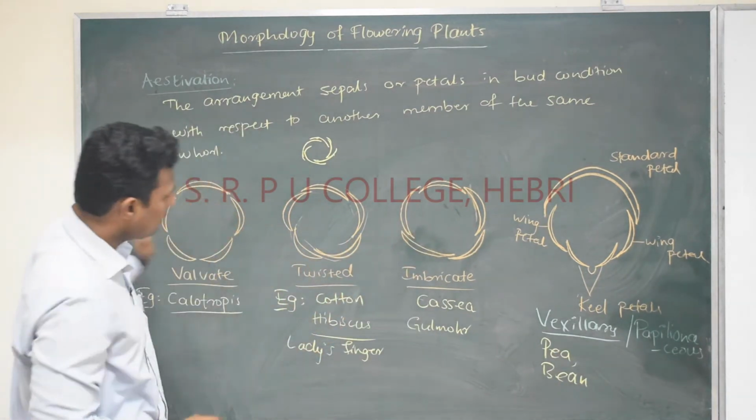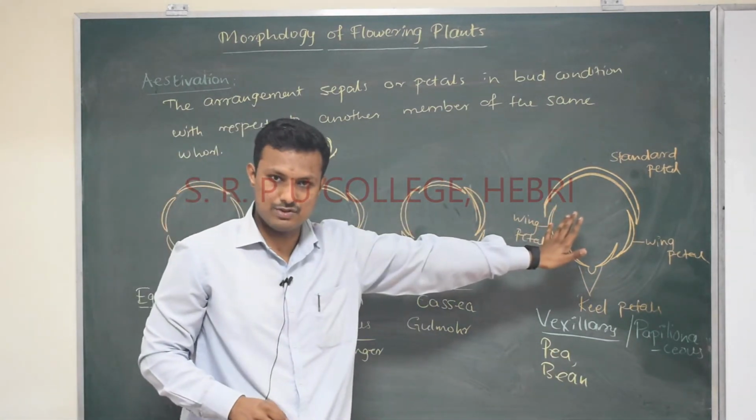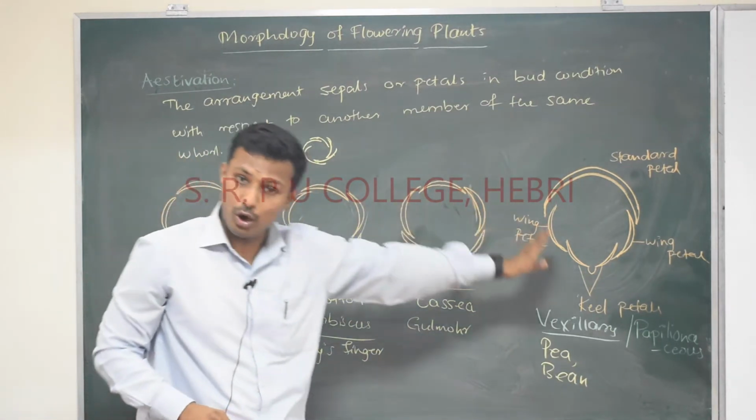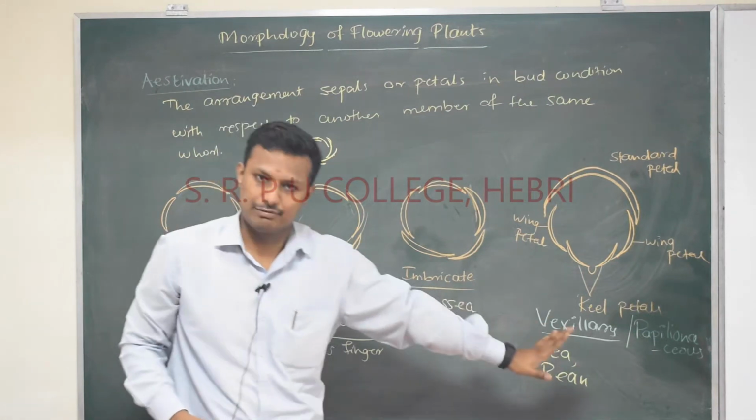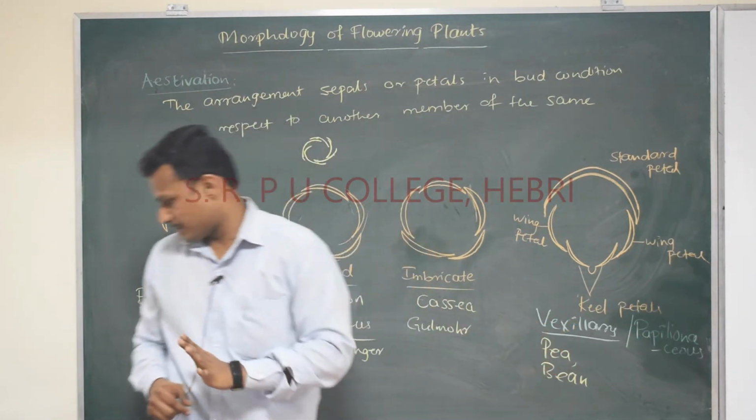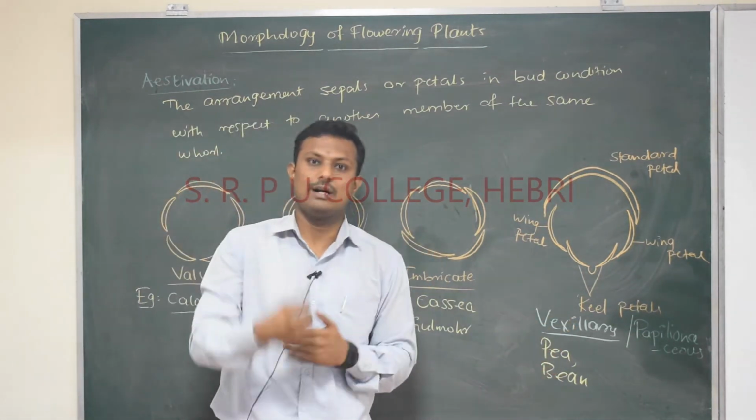So as I told you, these are the four main types of aestivations, and you need to remember how to draw them, and also you need to remember the explanation of them and examples of them. So this is about aestivation. In the next session, we are going to see the other aspects of the flower.